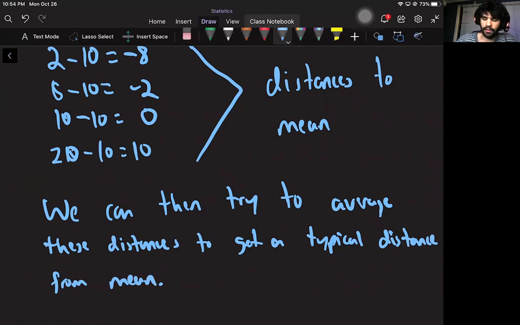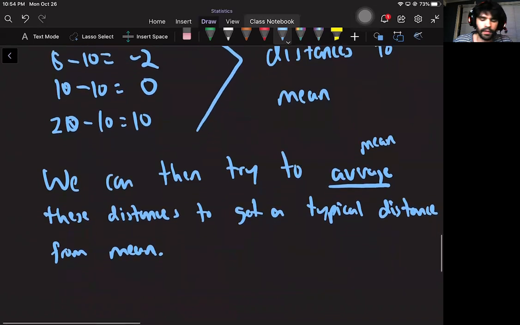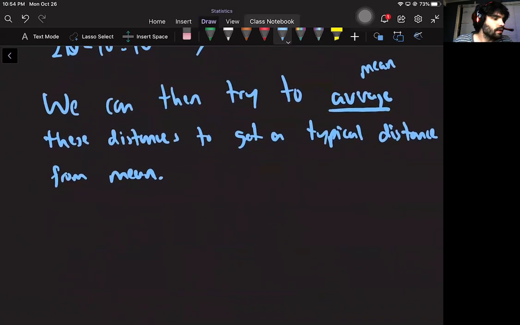But of course, last time we learned that the word average is sort of misleading. There's mean, there's median. So secretly, we're just going to do the mean here. So we're taking the mean of distances to the mean. That's the big picture. But in practice, it's not so bad.